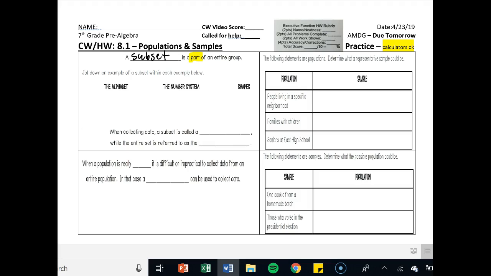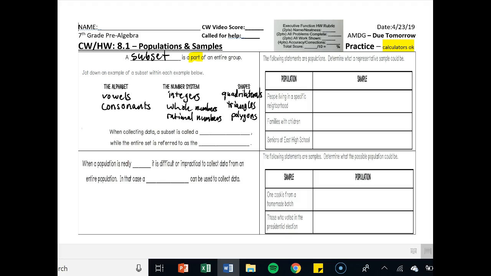For example, for the alphabet, we can have vowels, A, E, I, O, U, sometimes Y, and consonants, right? Those are different subsets of the alphabet. For the number system, we can have integers, whole numbers, rational numbers. Decimals and fractions are rational numbers. Whole numbers: 1, 2, 3, 4, 5. Integers: -3, -2, -1, 2, 3, 4, 5. And finally, for shapes, to name a few, we could have quadrilaterals, any four-sided shape, triangles, three-sided shapes, and polygons, any shapes with more than four sides.